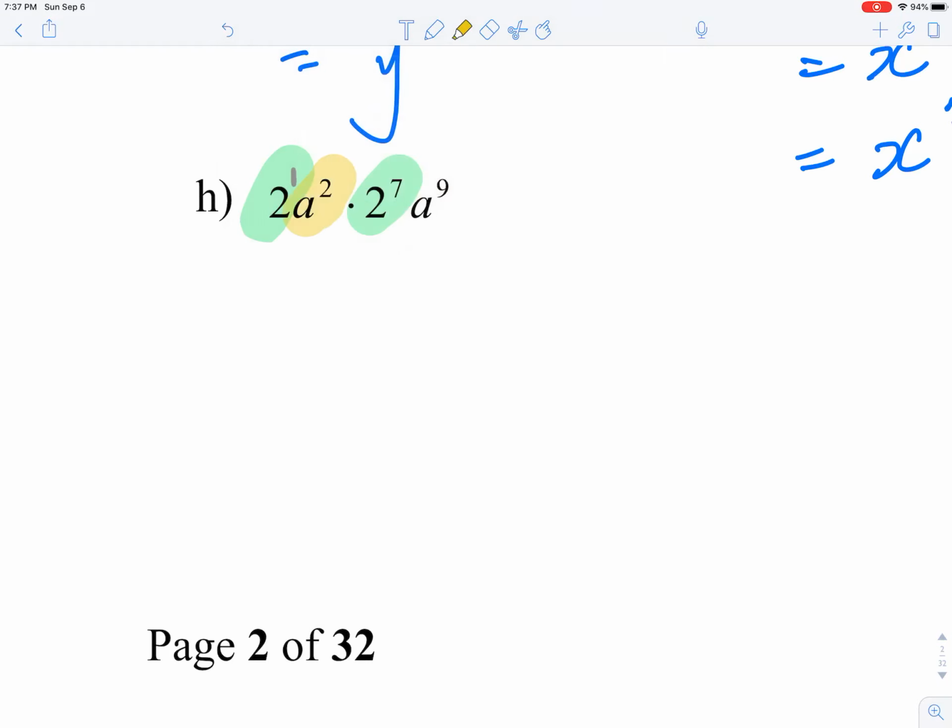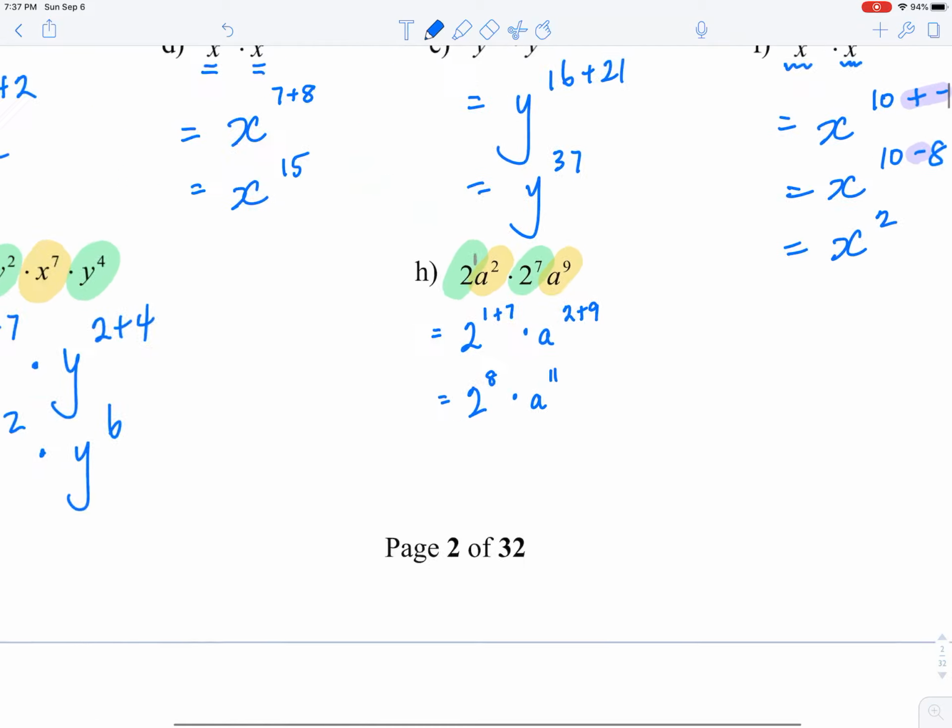And then I've got a squared and a to the 9. And remember, squished together is multiplied, so all these are just being multiplied together. So if I deal with the base 2 first, or what's in green, it'll be 2 to the 1 plus 7, times, now I'm going to do the base a, so it's going to be a to the 2 plus 9. And when I add the exponents, I get 2 to the 8 times a to the 11, and we can just leave it like that.